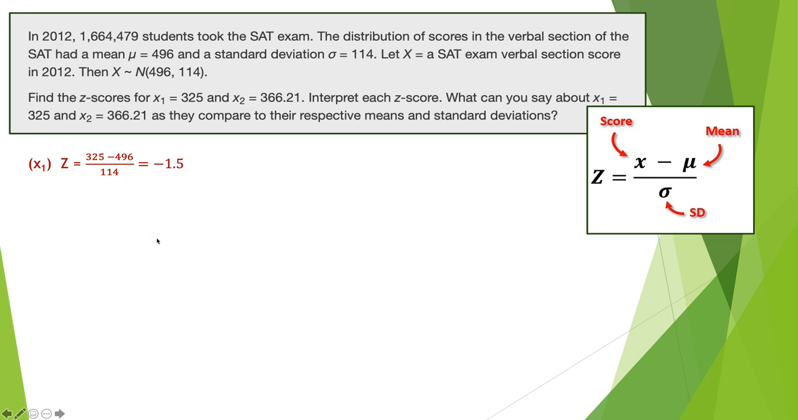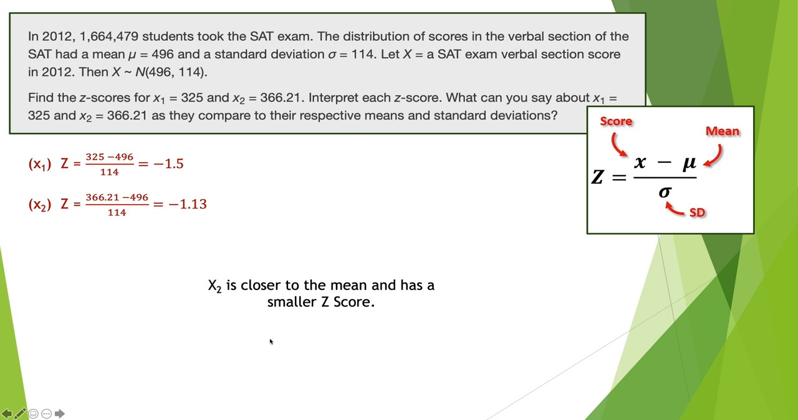And if I just crunch those numbers, I come out with negative 1.5. If I do x sub 2 and I put in 366.21 minus 496 and divide by 114, I come out with negative 1.13. So what is the conclusion? How do they compare to the respective means and standard deviations? X2 is closer to the mean and it has a smaller z-score.